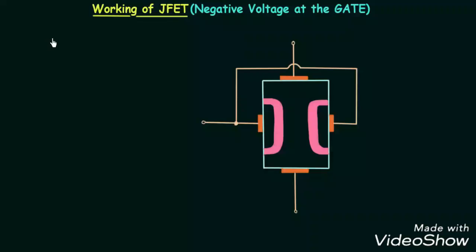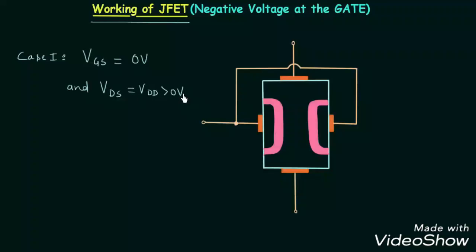In the beginning, I told you we will discuss two cases in the working of JFET, and in this lecture we will discuss the case number 2. We have already completed the case number 1. If you missed the case number 1, you will find the link in the description. In case number 1, VGS, gate to source voltage, was equal to 0 volt and VDS, drain to source voltage, was equal to VDD, where VDD is some positive voltage.